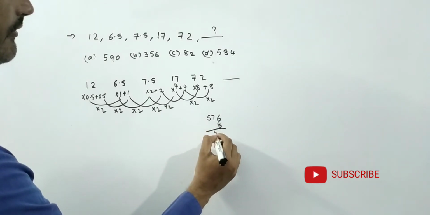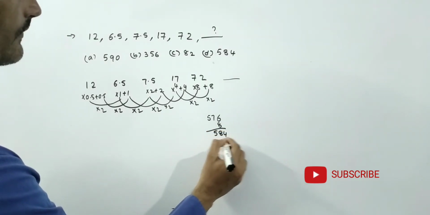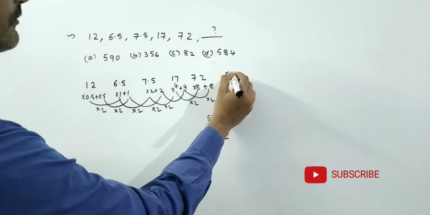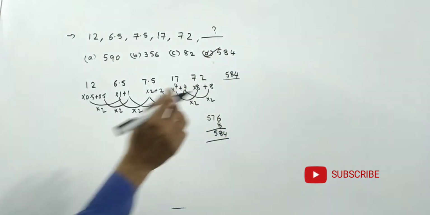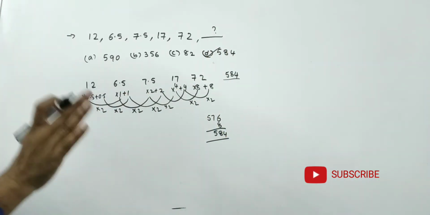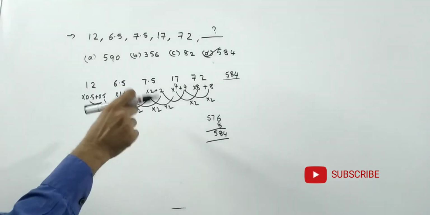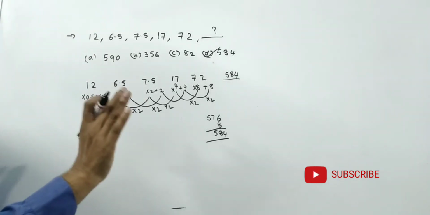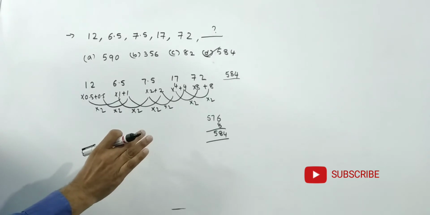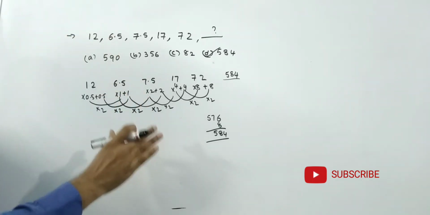That means 584. 584 is our answer. See friends, is there any difficulty? See friends, it is a difficult one only, but if you practice it, then it is very easy. If you practice it, we can get it easily.